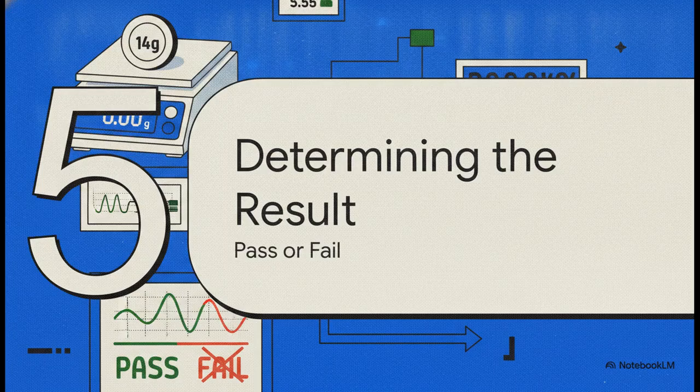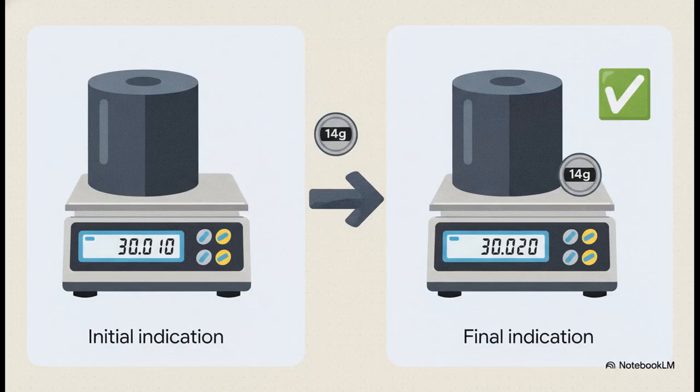And that brings us to Section 5, determining the result. Did our 60-kilogram scale pass or fail? Let's find out. So the crucial point is this simple final comparison. The display absolutely has to react. If our initial indication was 30.010 kilograms and adding that 14-gram load makes the display jump up by exactly one scale interval to 30.020, then the scale passes with flying colors.